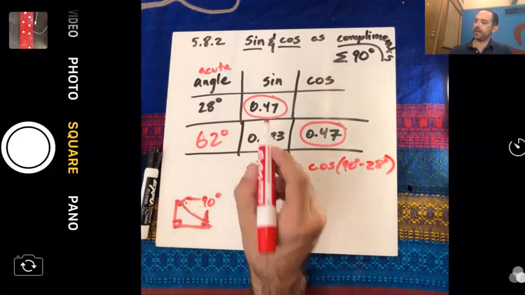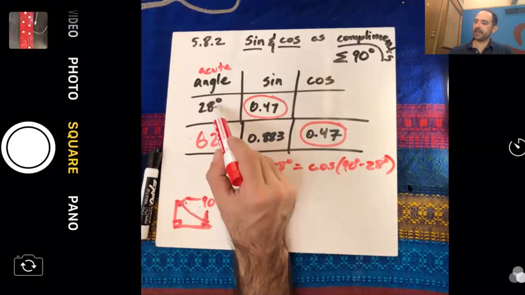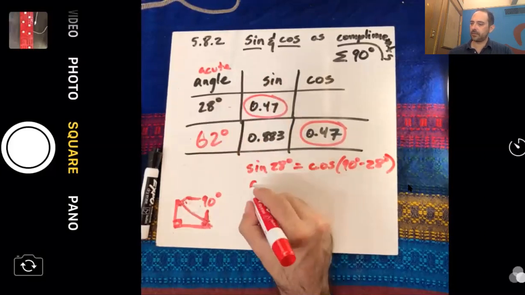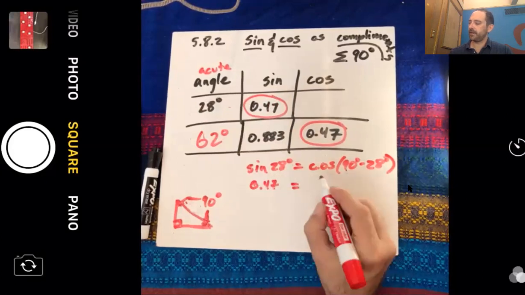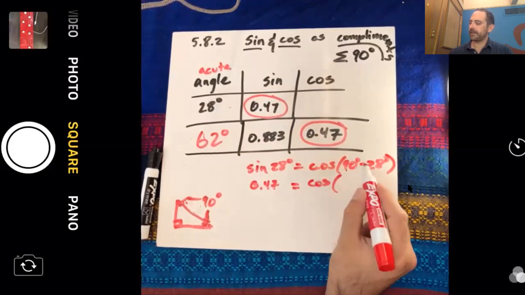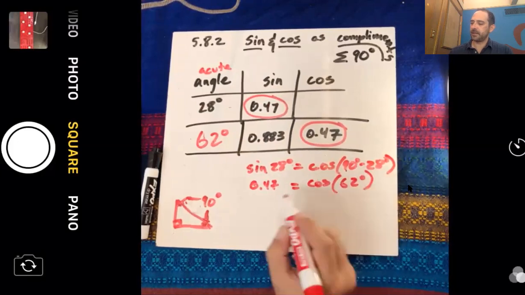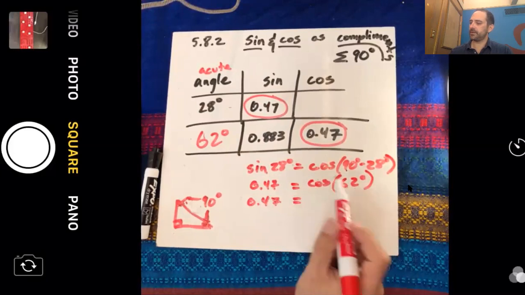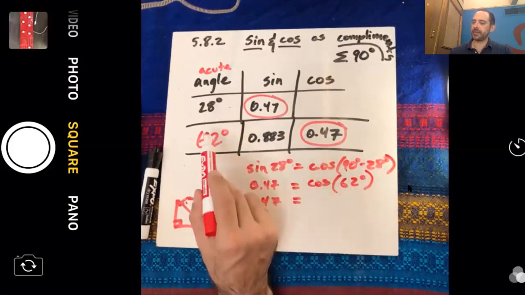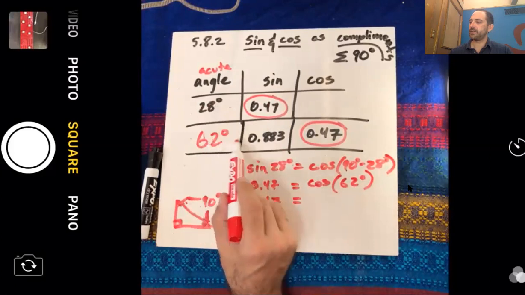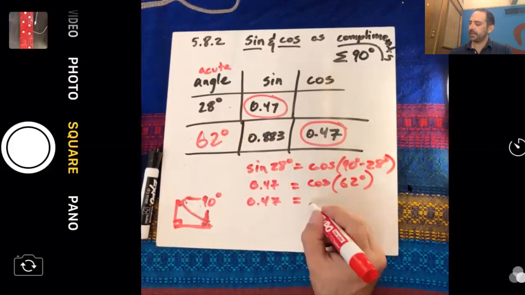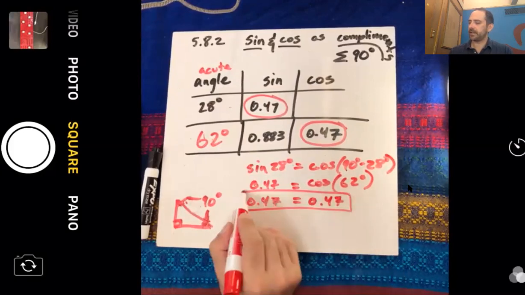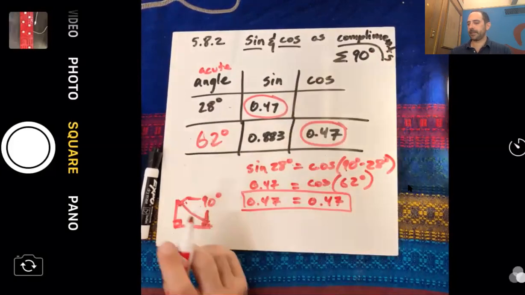So we already know that the sine of this angle is going to be 0.47. And we just simplify this. The cosine of 90 minus 28 is 62 degrees. So we get 0.47 is equal to the cosine of 62 degrees. Look, 62 degrees, we already had it. We knew these are complementary, so I put this as 62. The cosine of 62 degrees is 0.47. Again, this is just based on the complementary identities.